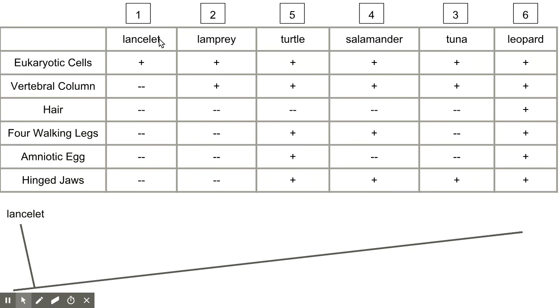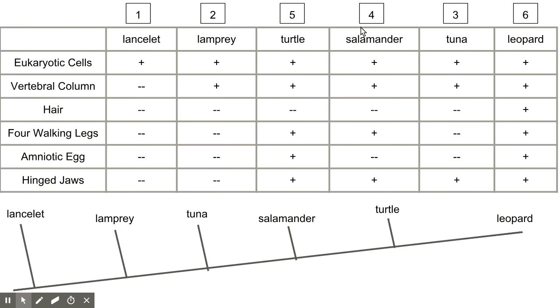So I go to the next organism, which would be, according to this, the lamprey. And then let's see if you can remember what comes next. It would be the tuna. So again, we're going 1, 2, 3, not just left to right or top to bottom. So we go tuna, and then we go to salamander, and then we would go turtle, and then we'd go leopard.